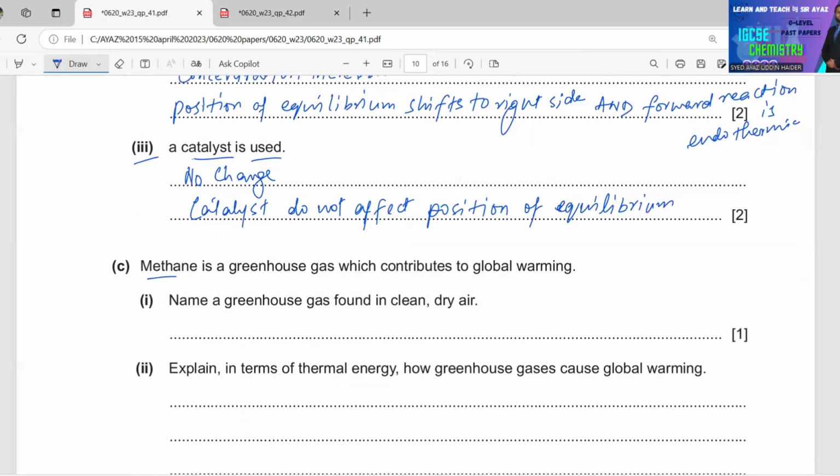Part C, methane is a greenhouse gas which contributes to global warming. 1. Name a greenhouse gas found in clean, dry air. So other greenhouse gas which is found in clean and dry air is carbon dioxide. So you write carbon dioxide.